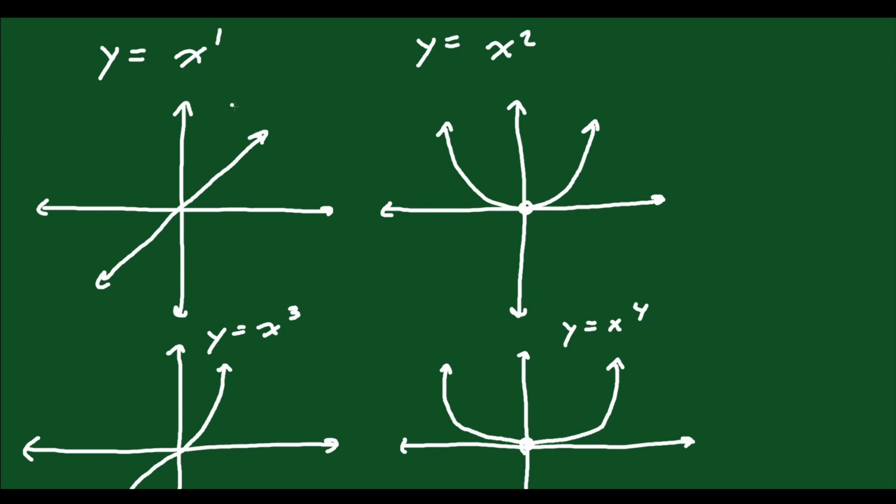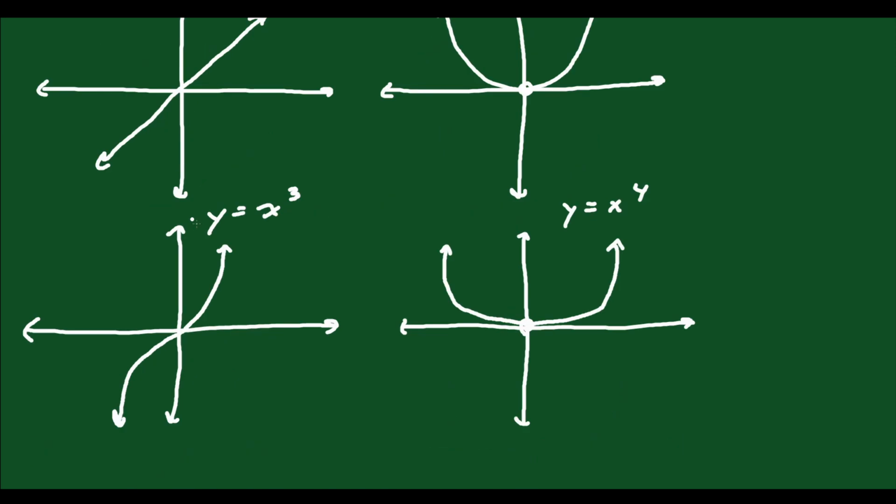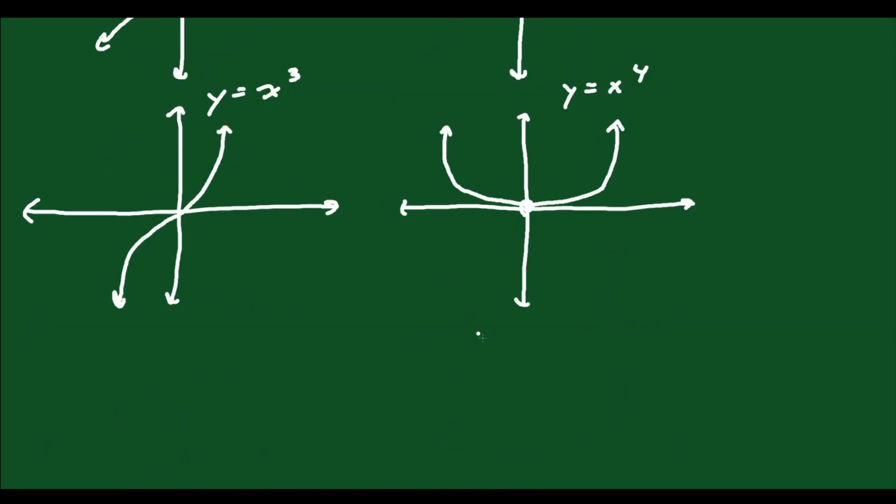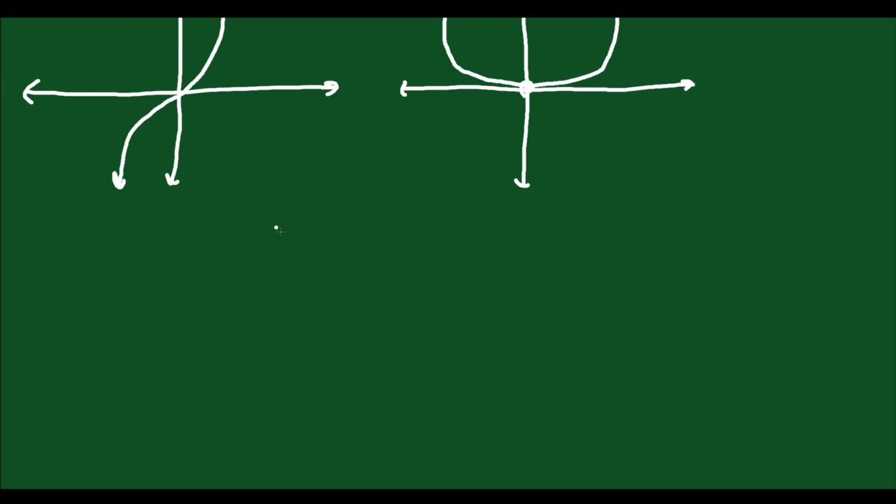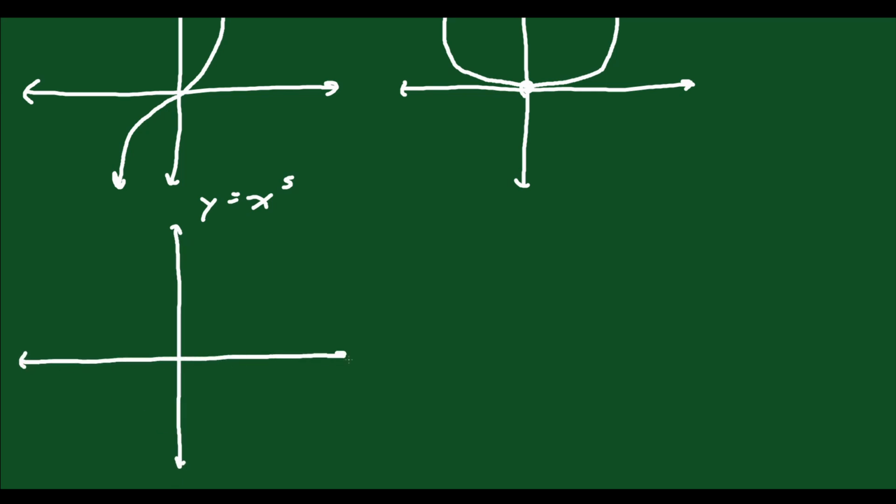And actually, if you look at x to the 1 versus x to the 3, they're also kind of similar in that they start at the bottom left and then they work their way up to the right. It's just that x to the 1 is a straight line and x to the 3 has a little wiggle in the middle, right? So let's continue looking at these. What if we have y equals x to the 5? What do we think that's going to look like? Well, y equals x to the 5 is just going to look like this.